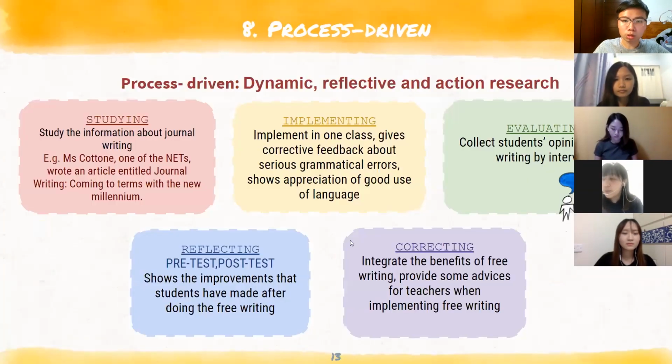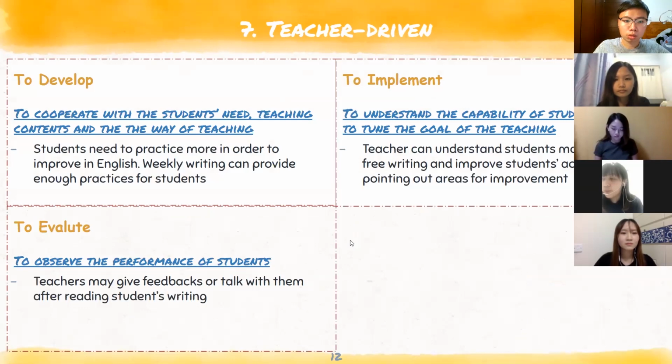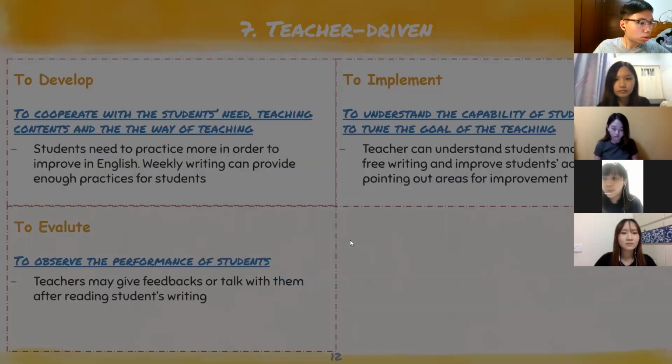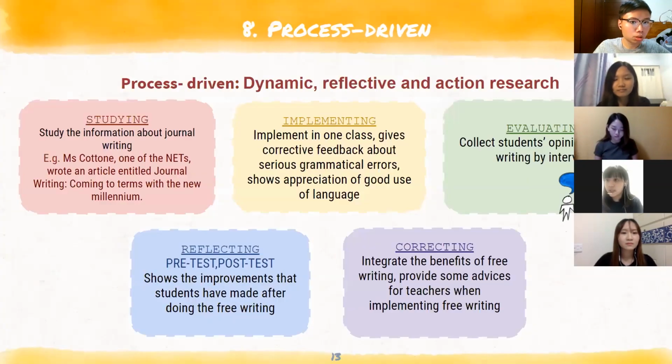And for the process driven, next page please. The process driven means dynamic, relative, and action research, which can be divided into 5 parts. The first is studying: study the information about journal writing. For example, Ms. Kaur can write an article for the journal writing, like sharing her own experience.